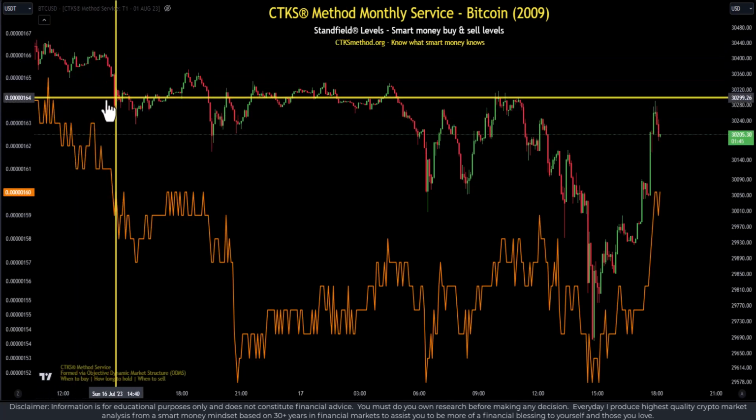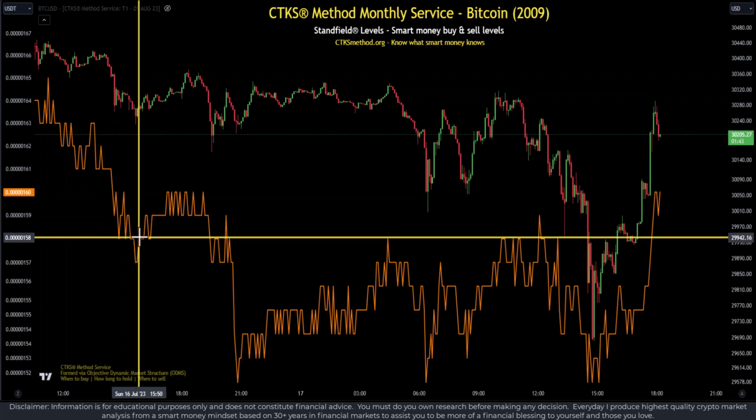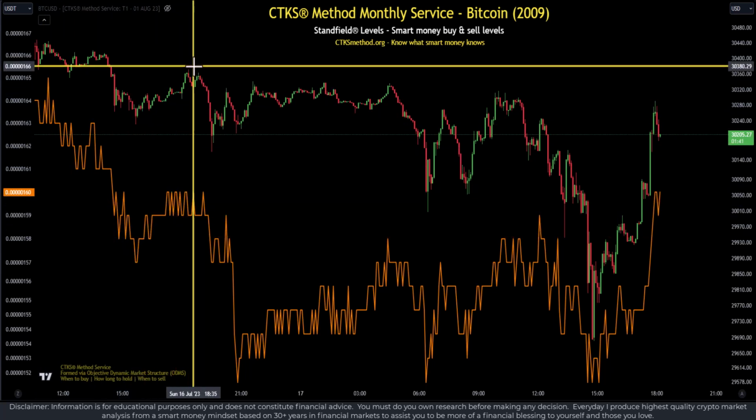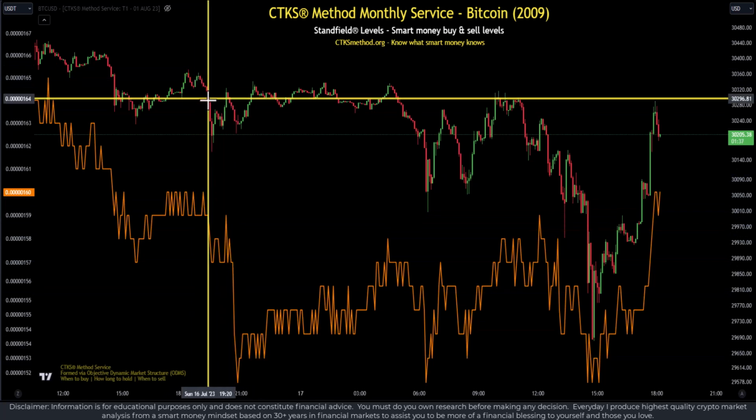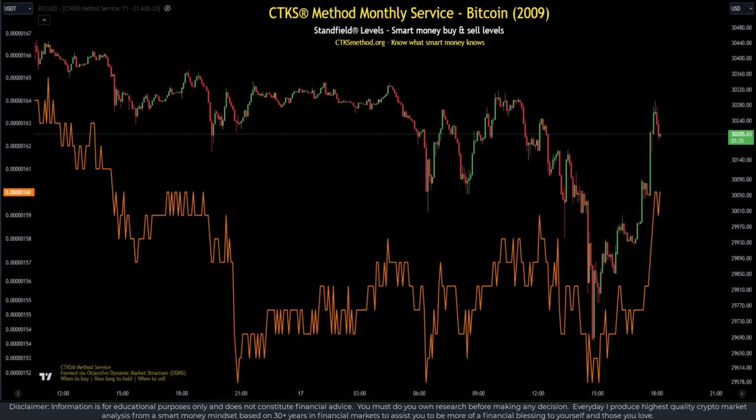As Bitcoin came down, what did Pepe do? Yeah, it came down. As it went up, what was Bitcoin doing? It was going up. As Pepe came down, what was Bitcoin doing? It was coming down. So which one is driving which one? The answer, Bitcoin drives everything inside the crypto market. Its directional correlation just plays out on all the alts.